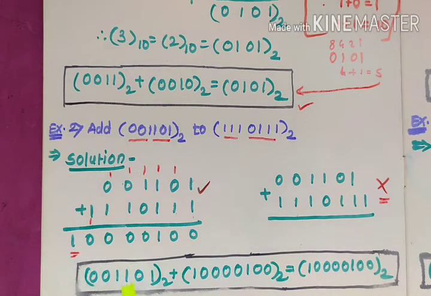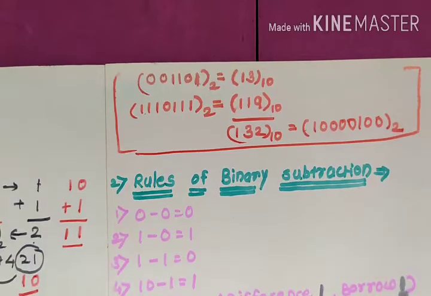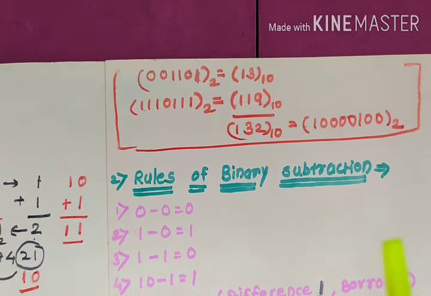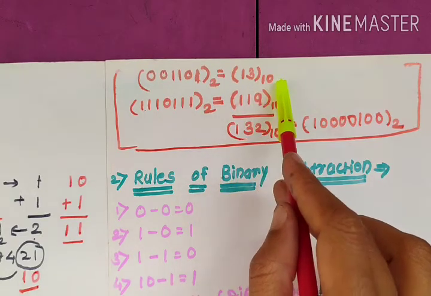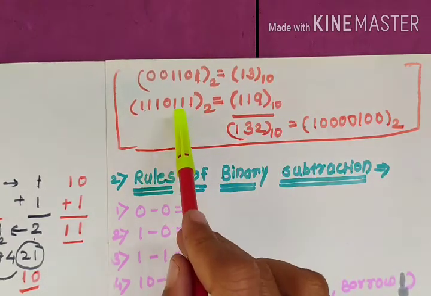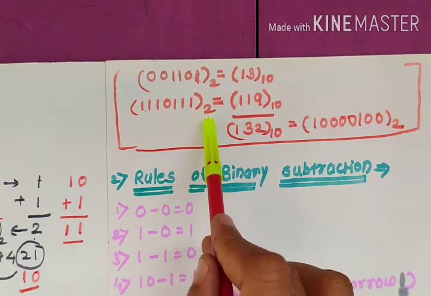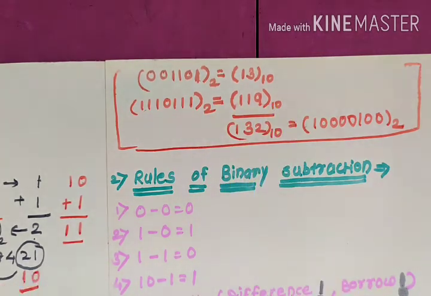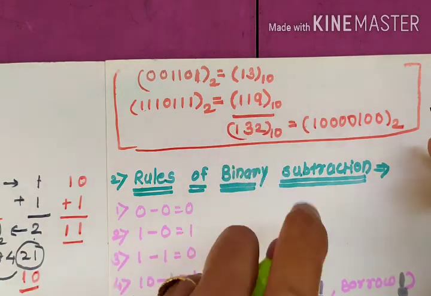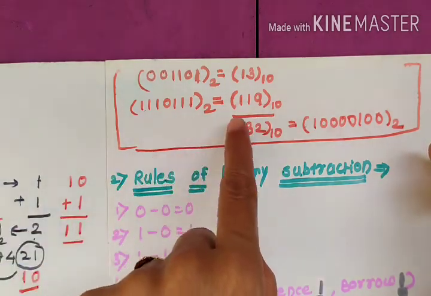Let us see. As we know that 00001101 binary is equal to 13 decimal, and 1110111 binary is equal to 119 decimal. Some of the students can ask me, madam, how is this 1110111 equal to 119?